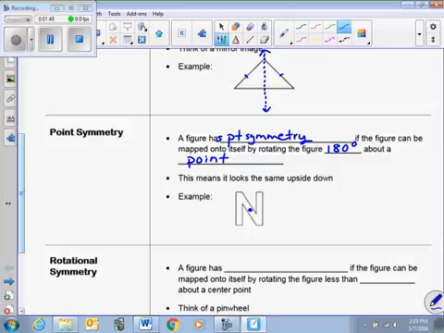Can you think of any other capital letters of the alphabet that the same could be said of? How about this one? How about H? I think so. Point symmetry. Right there would be our point of rotation. Any others? Might be a good thing for you to ponder.